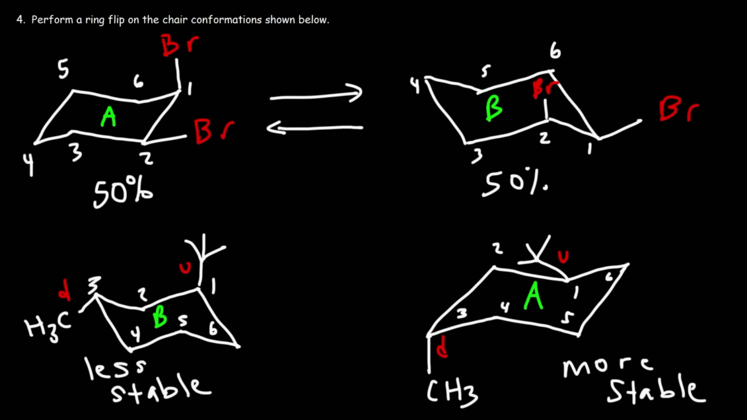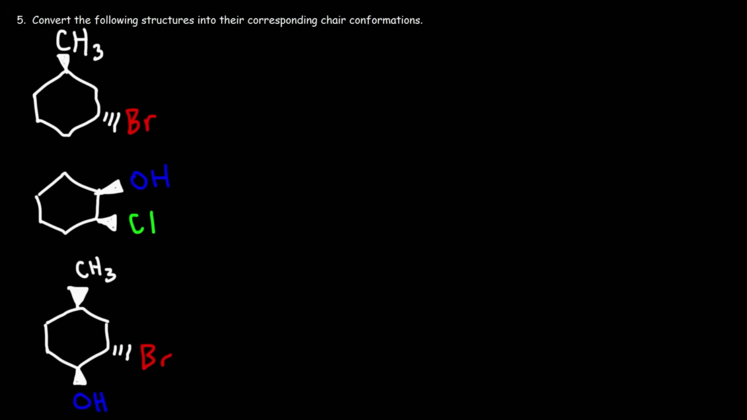So the position of equilibrium is going to favor the product or the reactant that is more stable. So we're going to have a bigger arrow that points to the right and a smaller arrow that points towards the left. Now let's work on this example. Convert the following structures into their corresponding chair conformations. So for the first one, we have the trans isomer. Now let's draw a chair conformation that corresponds to it.